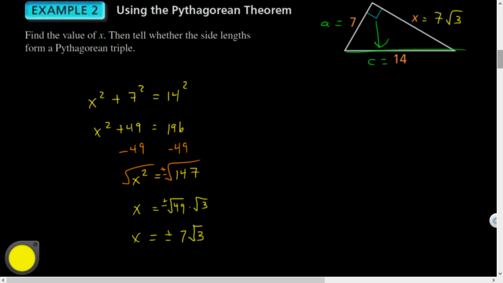And if you wanted a decimal approximation, which obviously for a word problem, real-life application, you could type in the square root of 147 on your calculator. You could have done 7 times the square root of 3, and you would have been able to get that as well.